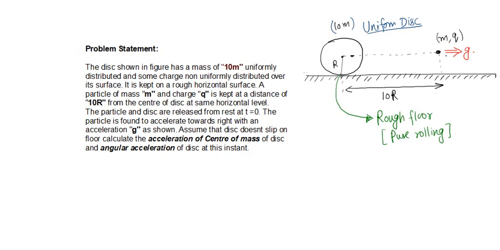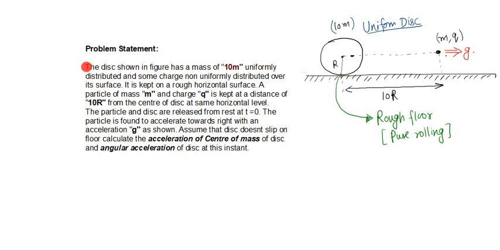The problem statement is: there is a uniform disk of mass 10m, as you can see in this figure. The radius of the disk is r, and the disk is kept on a rough floor. Then there is a particle of mass m and charge q. Let me read the problem statement for you.